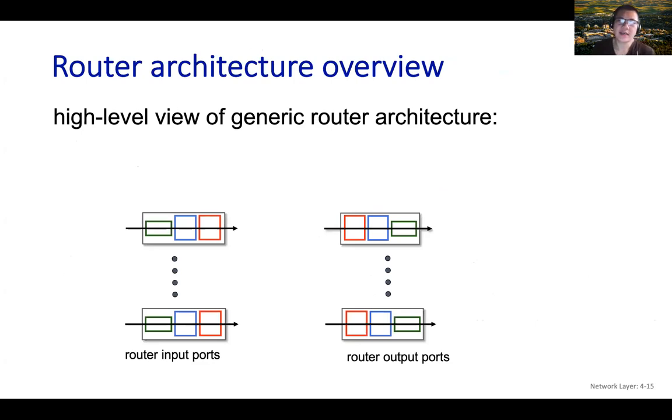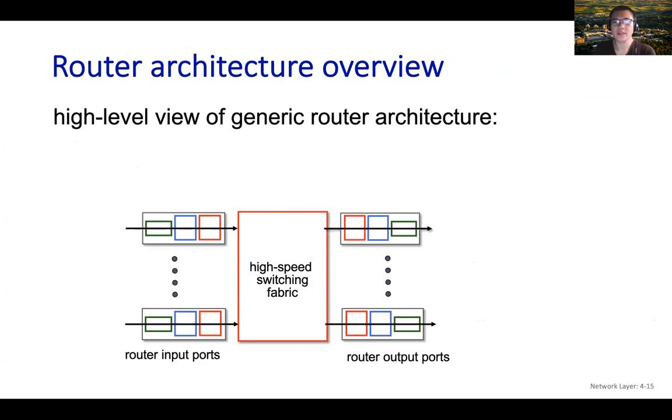The router architecture overview is a high-level view of the generic router architecture. It looks like this: you have the router input ports, the router output ports, and a high-speed switching fabric between them. The router processor sits between the router input ports and router output ports to control how to forward from the input port to the output port.